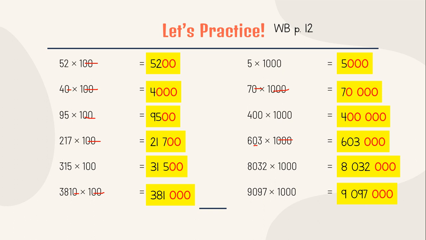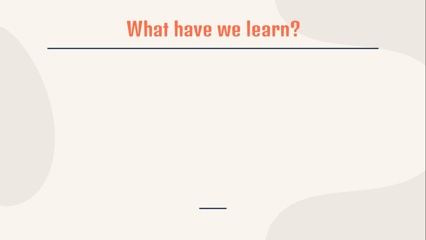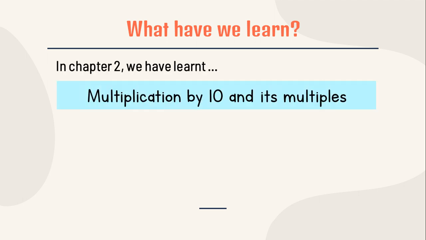So please practice it by yourself. Workbook page 12. Now, chapter 2, we have learned about the multiplication by 10 and its multiples. Can be 20, can be 50, can be 100, can be 500, and so on, as long as they are multiples. So that's all about our meeting 3 in chapter 1.